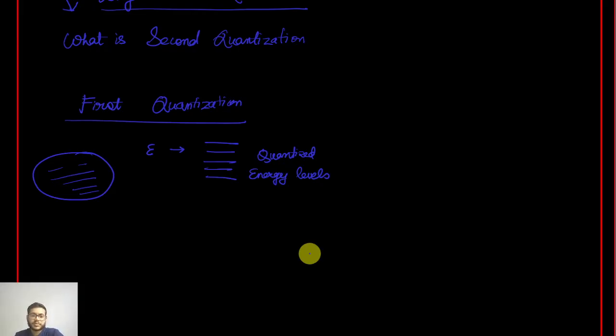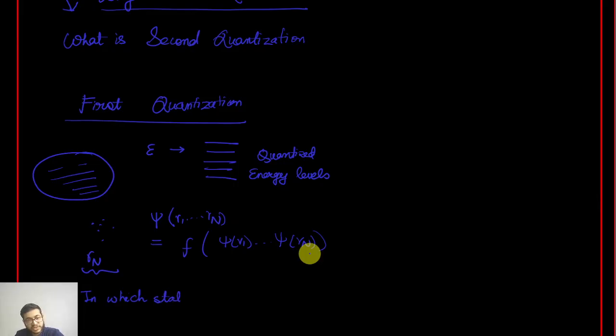And we can also describe that, for example, there are n particles in this whole system. So we can say, okay, fine, there are n particles, so the total wave function of the n particles is a function of the individual particles. Here the particles are distinguishable. So what information do we need? In which state is each particle?